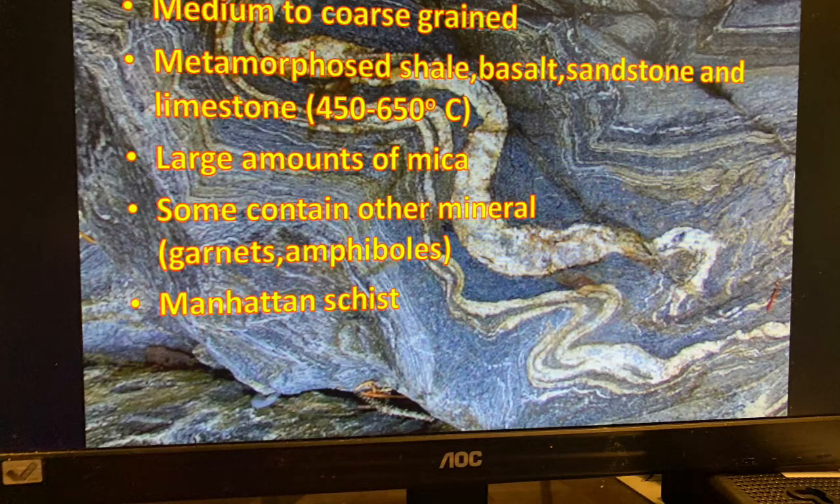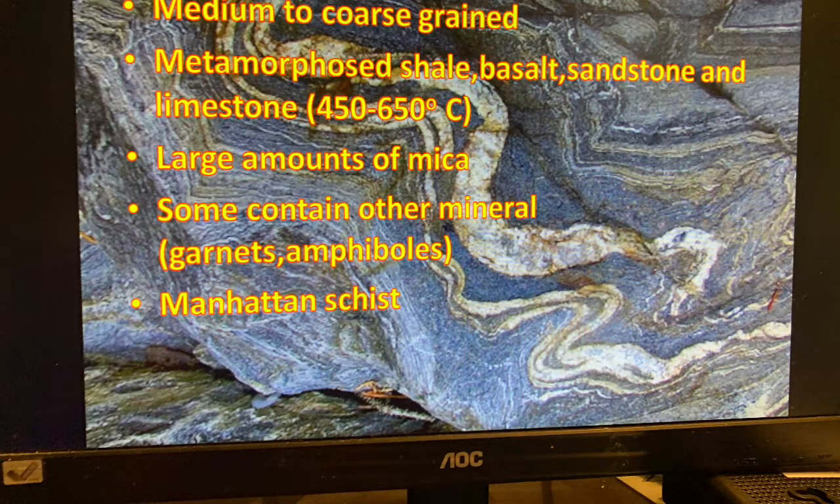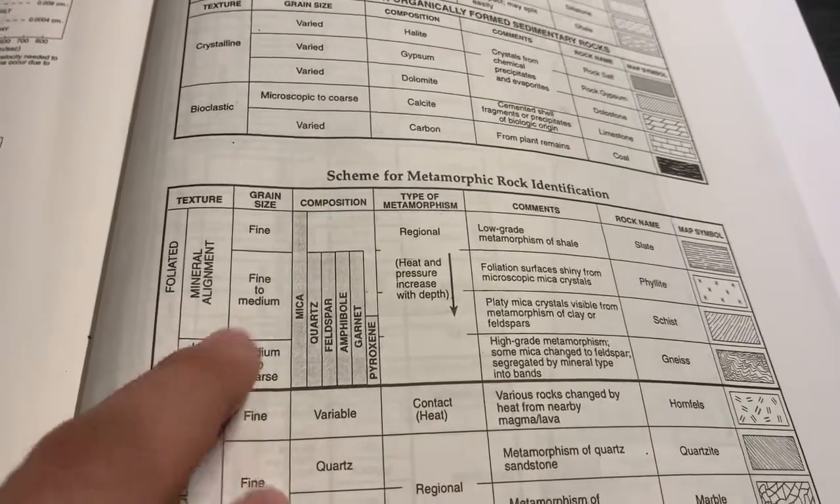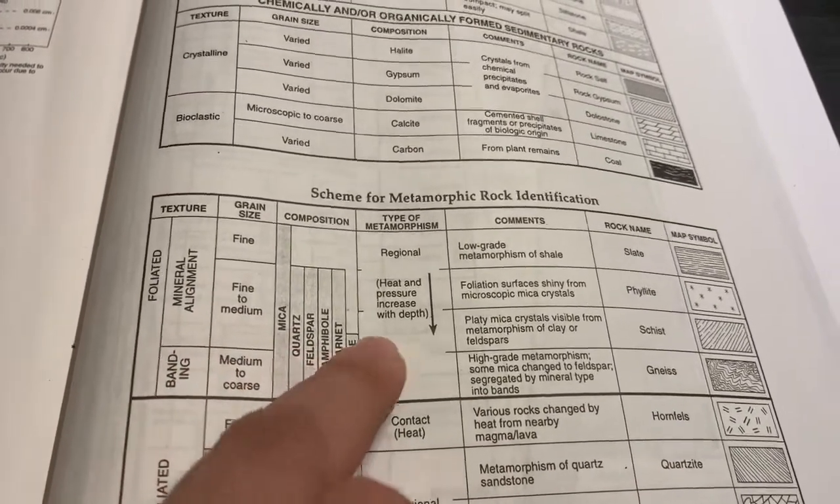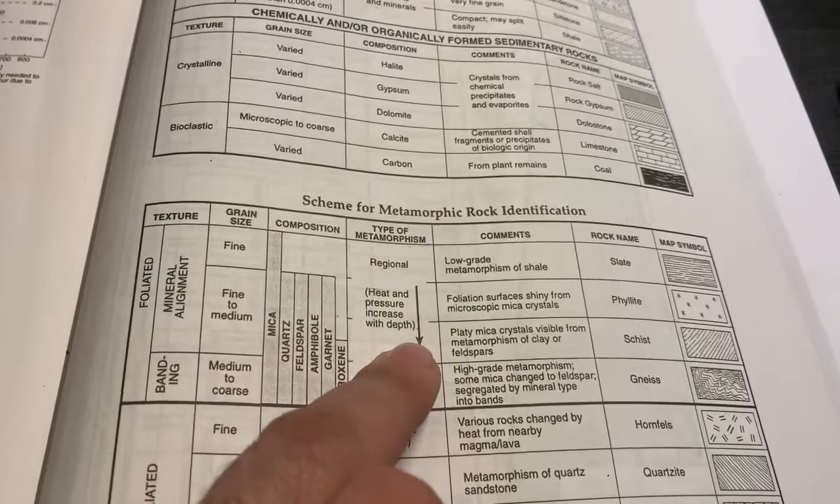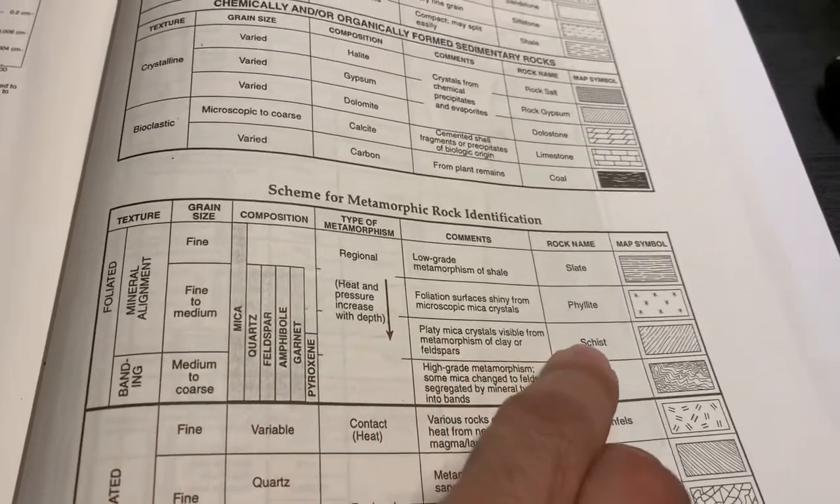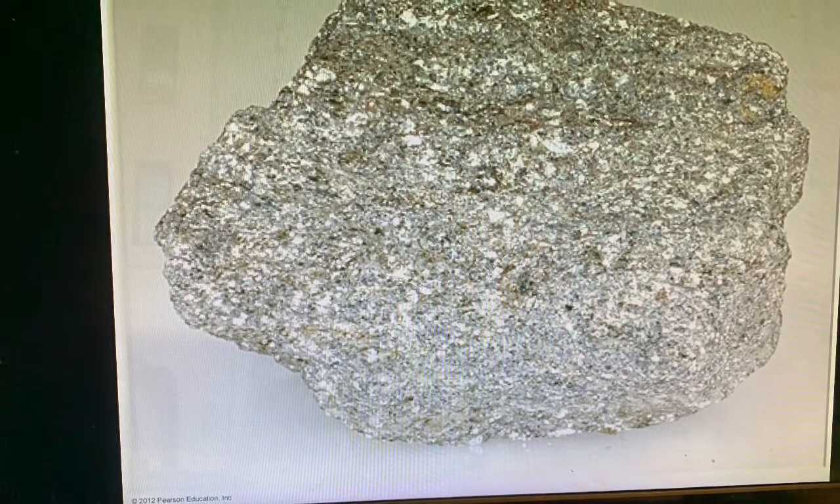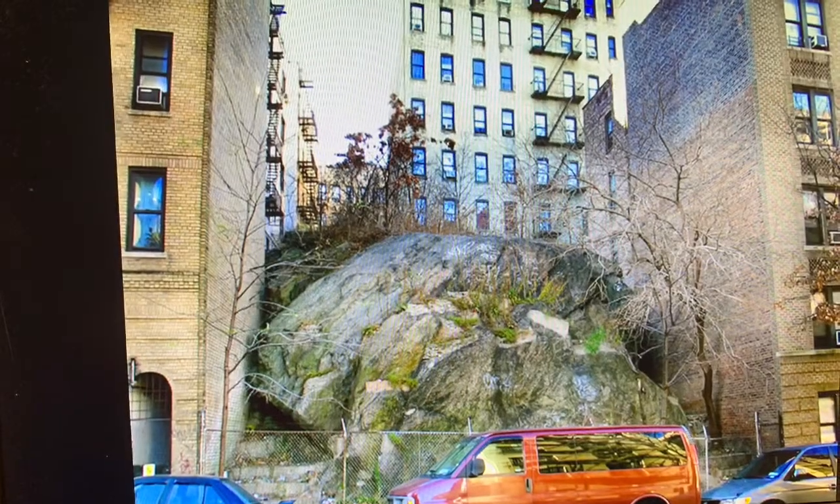Now, the reference table shows us schist. Okay, and we can see it here. Once again, it's foliated. You can see it has the minerals aligned. You can see the minerals that are in it. And if you look all the way at the end, once again, you can see the map symbol for schist. Now, when we're looking at the pictures, here we have a picture of actual schist. You can see the shininess. It looks very different. Almost looks like a ball of aluminum foil, but this is an actual rock. Okay, and we find it. Here's a picture of it actually in New York.